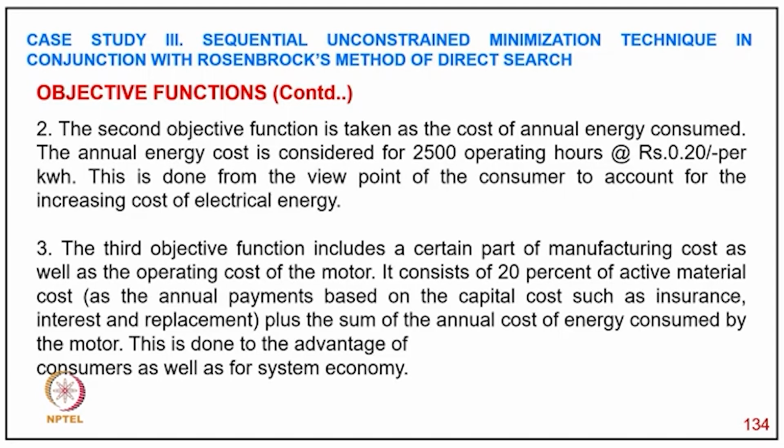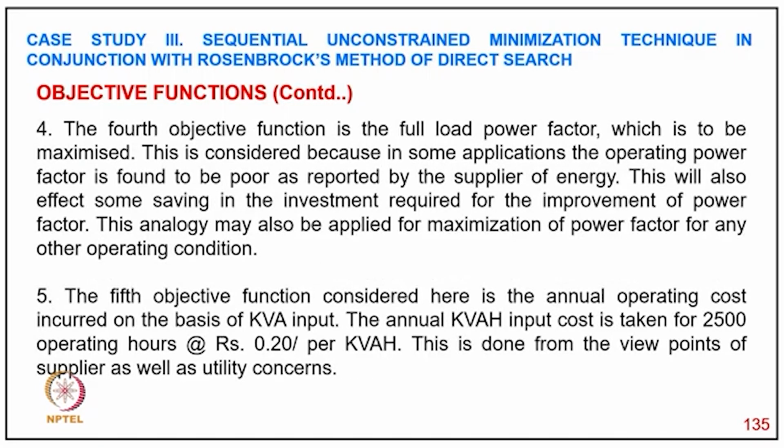And the third objective function is a certain part of the cost of material and operating cost, inclusive of 20% of the active material cost, and typically the annual payment based on the capital cost such as insurance, interest and replacement, plus the sum of annual energy cost. Most of this is to the advantage of the consumer as well as the system economy.